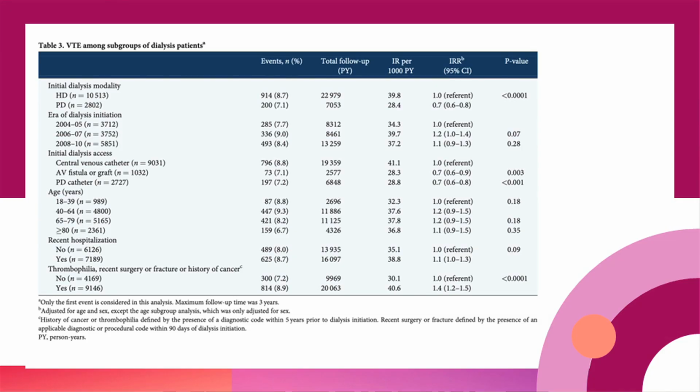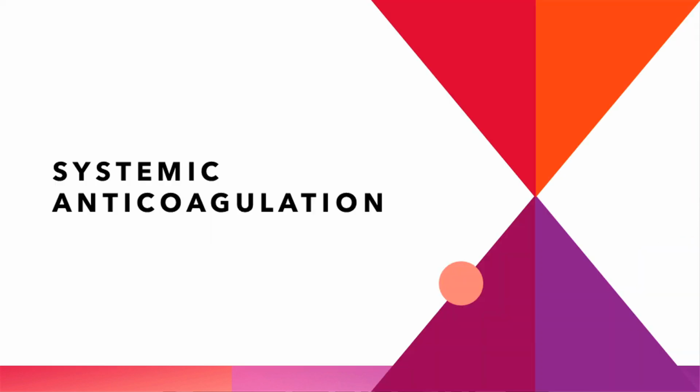And this is looking at here a little bit further, it's just the data. And then the last part of this talk is talking about systemic anticoagulation, also looking at if you receive heparin during hemodialysis, is this going to cause sufficient anticoagulation to be able to prevent the formation of PEs or DVTs?